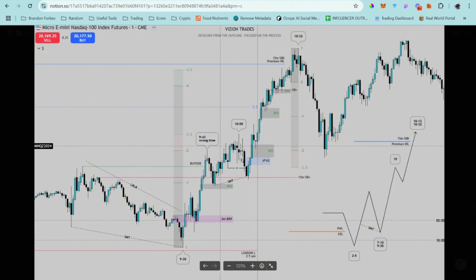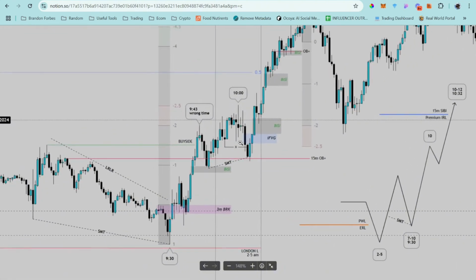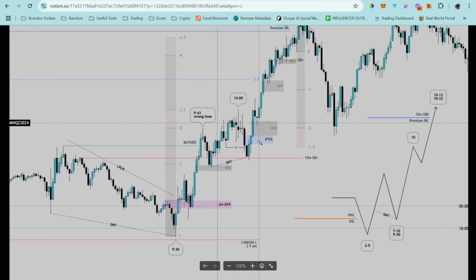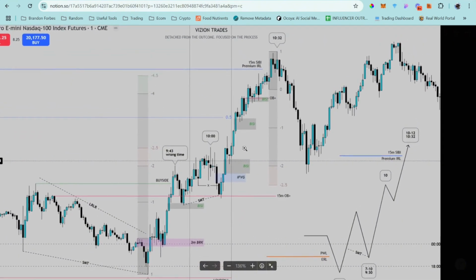Then we form this inverse gap here. The gap gets inversed, boom, and we form another BISI on top of that. Now price retests into that in the macro time, and we push on higher again. So what is our drawn liquidity? This 15-minute sell side imbalance.